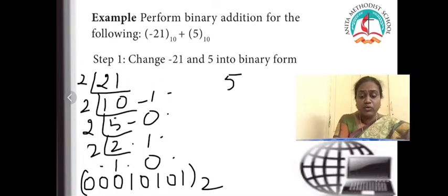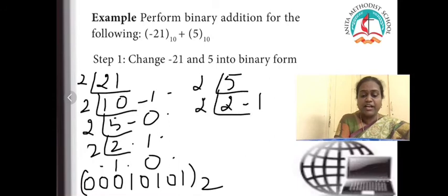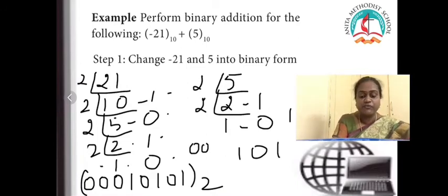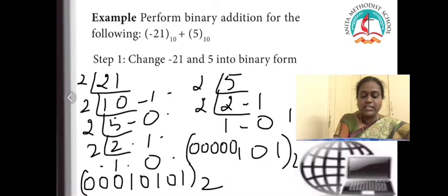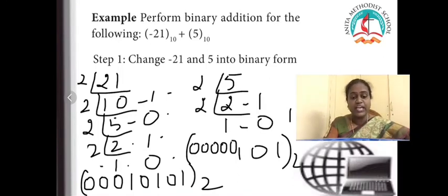Now I am going to convert this decimal number 5 into binary. 5 divided by 2 is 2 remainder 1, 2 divided by 2 is 1 remainder 0, and here we have only 1. So 1 0 1. So I have to add 5 zeros before this. So 1 2 3 4 5 zeros. So I have added them. So I have converted this decimal number into binary form. That is the first point.